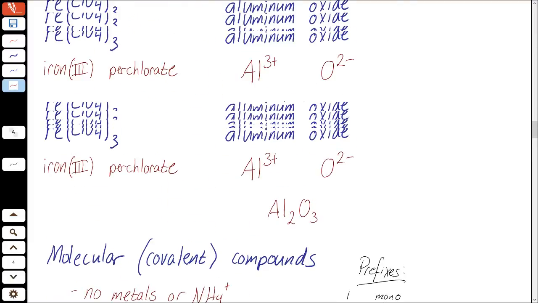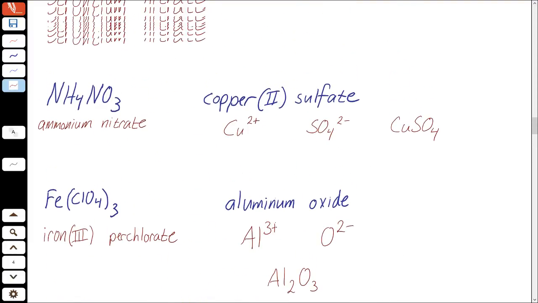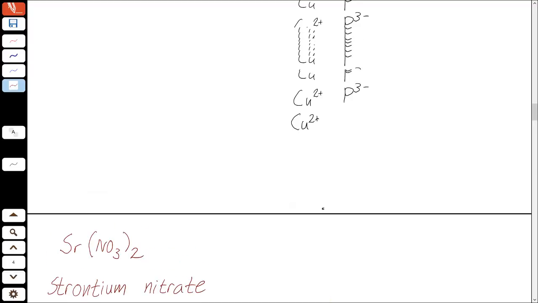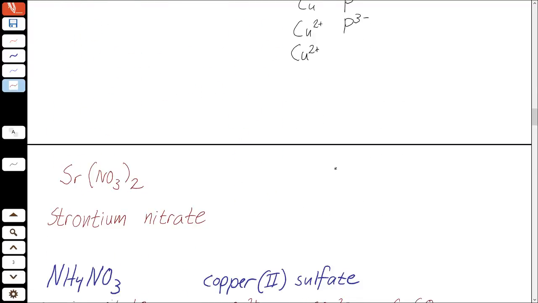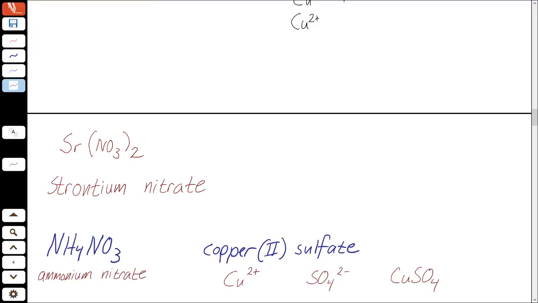But then you go back to some of these other ones, like strontium nitrate, and somebody's going to want to name that strontium dinitrate because it's so nice. You just say how many there are, and then you don't have to worry about charges. You don't have to worry about what type it is, whatever. But that's not right. That's not how these things are named.